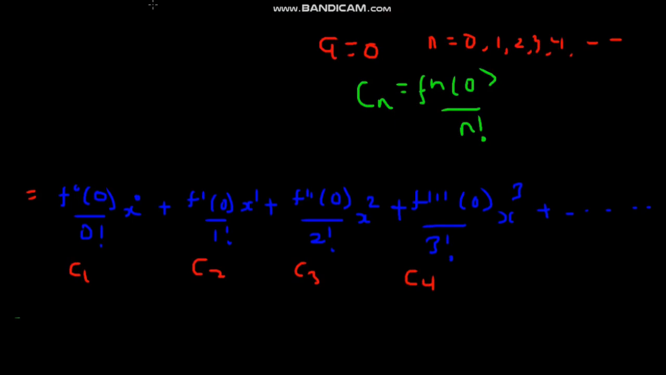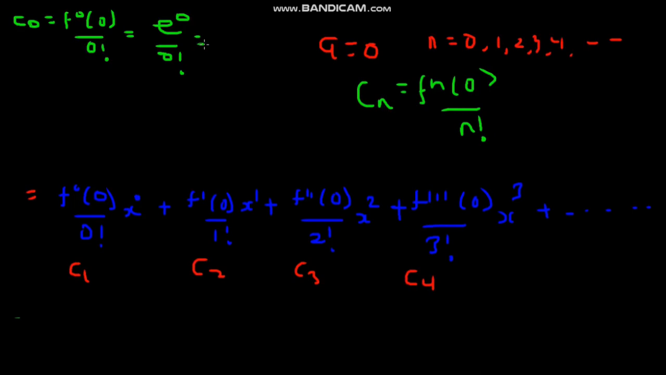Okay, so we focus on finding the coefficient. The first coefficient will be c sub 0. This will give me the 0th derivative of the function at 0 over 0 factorial. The 0th derivative of the function will still give me e to the power 0 over 0 factorial. So let's find the value of this.